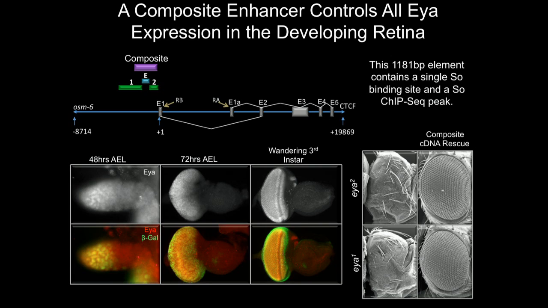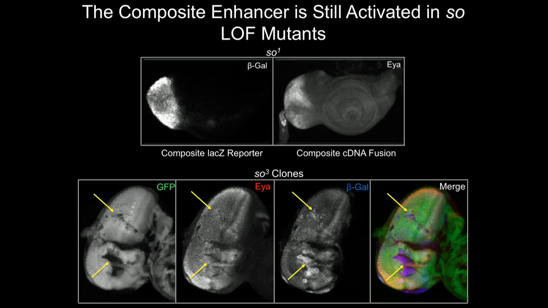So since we're ultimately interested in whether or not Sine Oculis was regulating Eya, I next decided to see whether or not this enhancer element was activated in Sine Oculis mutants. And it was our expectation, based on the qRT-PCR data and the expression data, that this element should be off in a Sine Oculis mutant. But we were quite surprised to see that the enhancer was still strongly activated both in Sine Oculis so1 mutants as well as in so3 null clones.